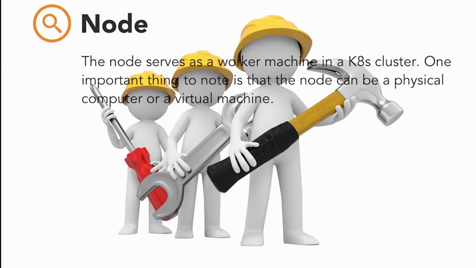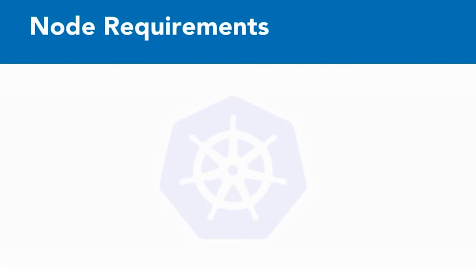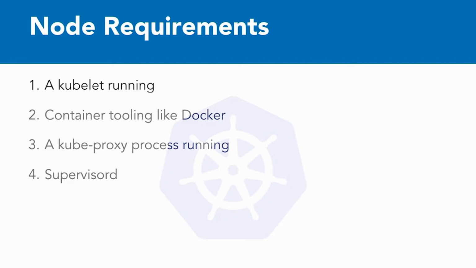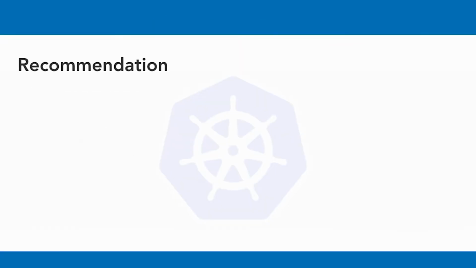The node serves as a worker machine in the Kubernetes cluster. One important thing to note is that this node can be a physical computer or a virtual machine. The node has the following requirements. Each node must have a kubelet running, container tooling like Docker, a kube proxy process running, and a process like supervisord so it can restart components. I'll go over more details on the specifics of these components in a later section.